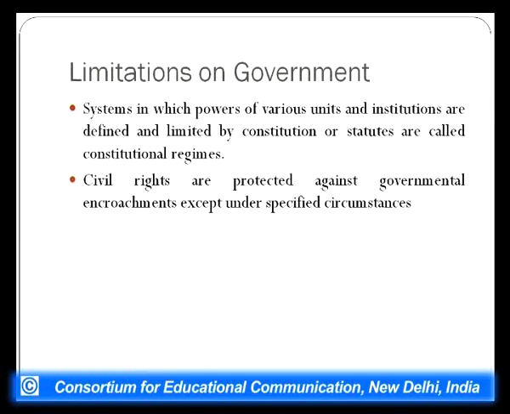Now, the most important thing that it does is it puts a limitation on governance. There are certain units, institutions, and then you have a constitution which limits your powers, your authorities, and it ensures that there is a fair degree of separation of power and the different organs of the government do not transgress into the domain of each other. And the second limitation it puts on the government is in matters of civil rights, that no governmental encroachment can happen on the rights of the people except under specified circumstances.